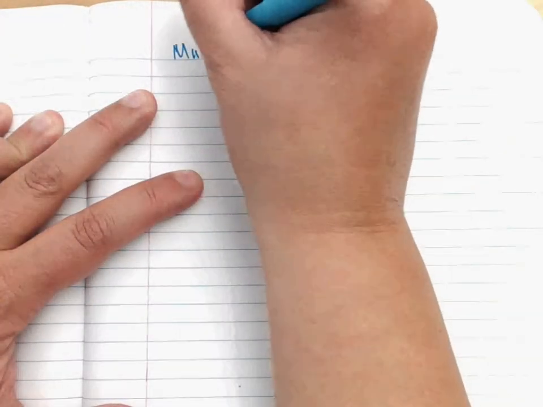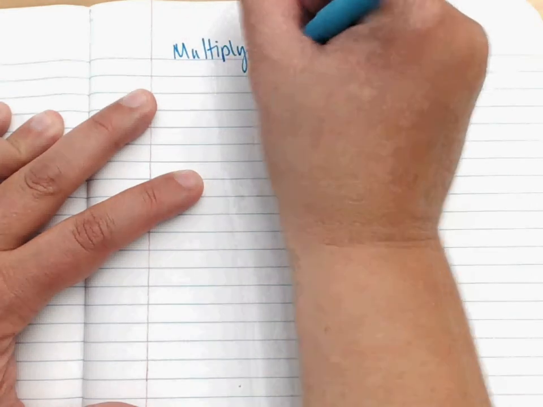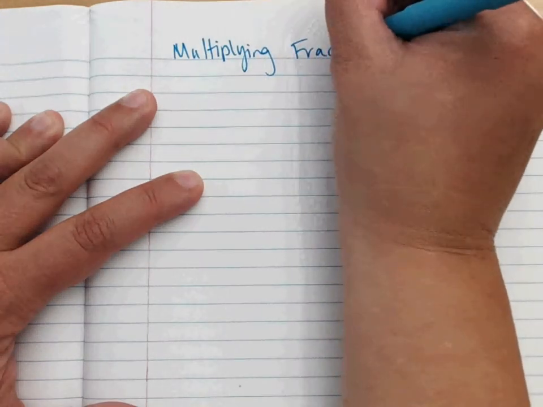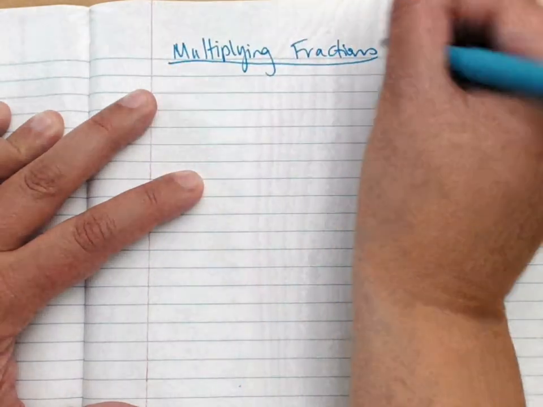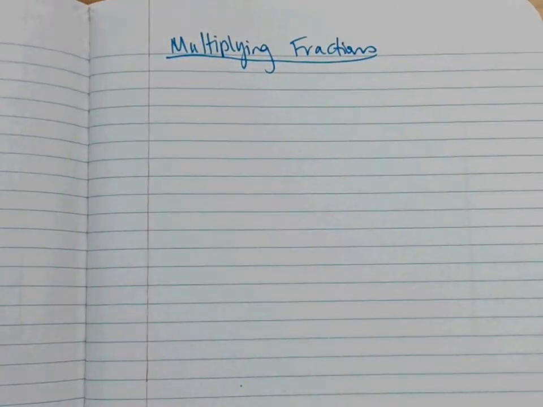Okay, in this video we're going to talk about multiplying fractions. And the truth about multiplying fractions is we actually do it before we add and subtract because it's actually easier and you've already been doing it. Truth be told, you've already been doing it. When you were making equivalent fractions, you were multiplying.